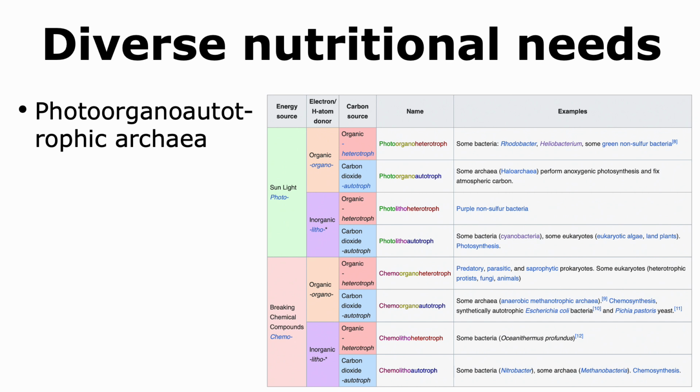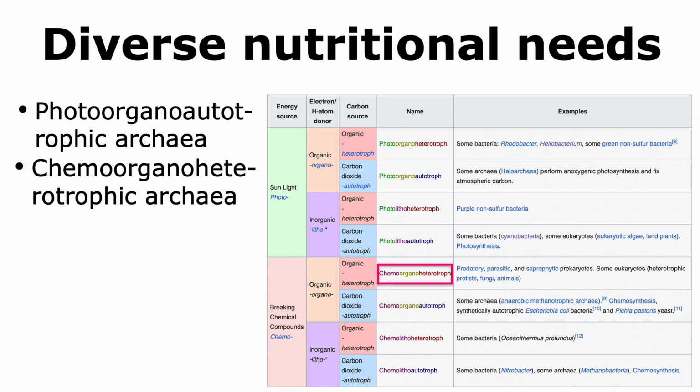By taking into account the primary energy source, electron donor, and carbon source, different organisms can be classified into appropriate groups. In the case of Archaea, we have found photoorganoautotrophic Archaea, which use sunlight as an energy source, organic compounds as electron donors, and carbon dioxide as a carbon source. There are also some archaea that are chemoorganoheterotrophs. These archaea use organic compounds in order to obtain energy as well as electrons. They also use organic compounds as a carbon source.